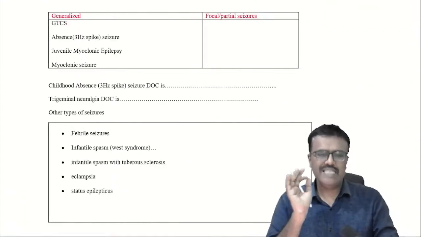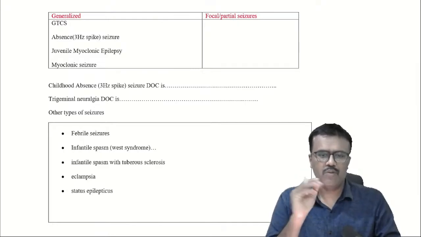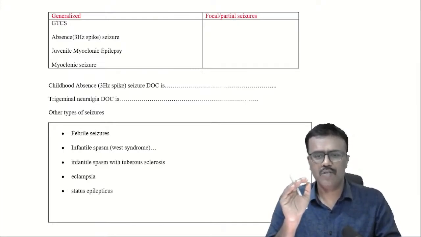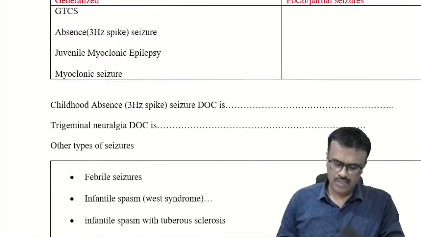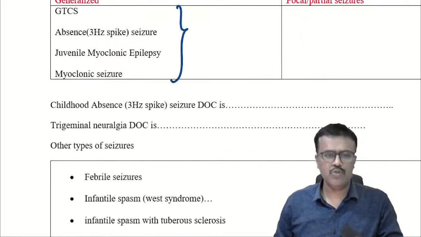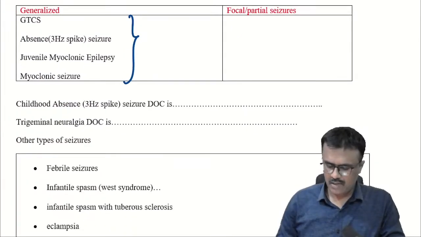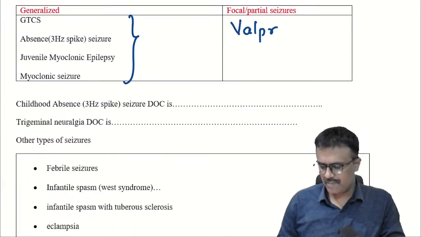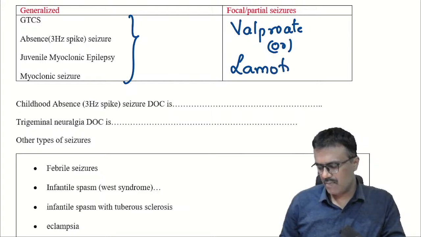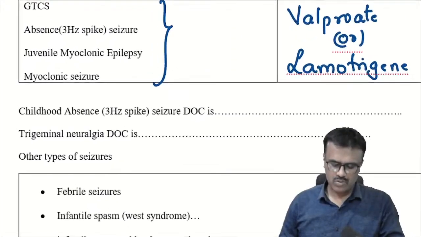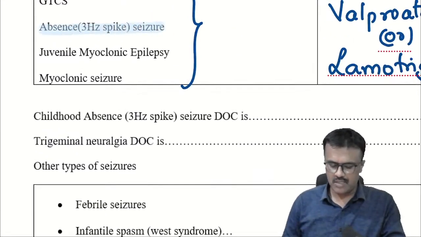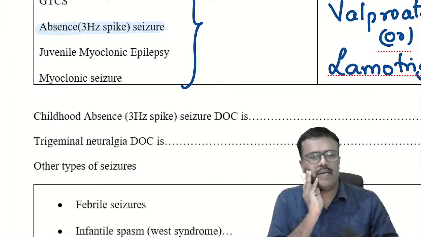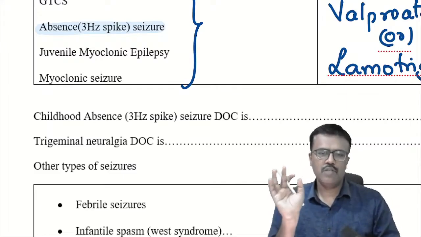Now coming to seizures, epilepsy, most of the questions will be based on the drug of choices. For GTCS, absence, juvenile and myoclonic, the drug of choice is valproate. If that is not there in the option, nowadays we have lamotrigine that can be used. Now most students ask me this question, sir, absence seizure, what is the drug of choice? See, absence seizure, the drug of choice is valproate.